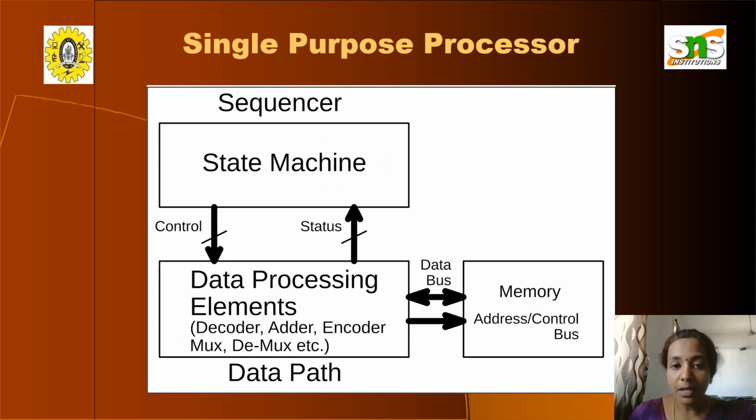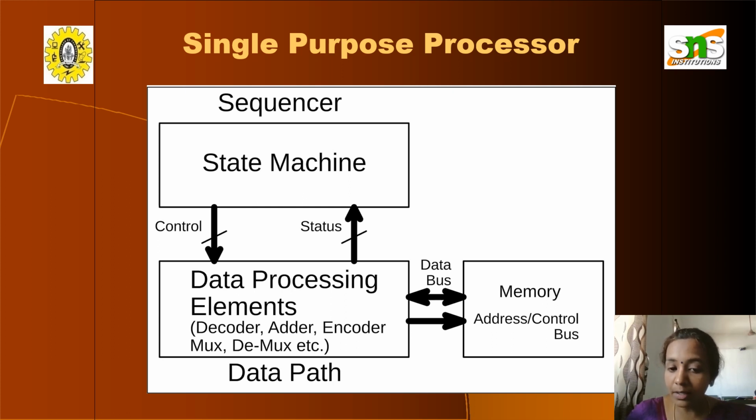So the next one is the single purpose processor. The single purpose processor is also an embedded system block diagram. This involves the main block called the sequencer, which communicates with the data processing elements. The data processing elements can be a decoder, which decodes the information after receiving it, an adder, and an encoder.